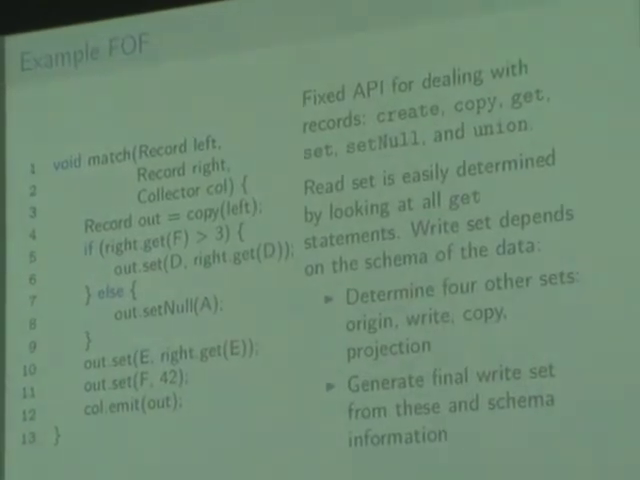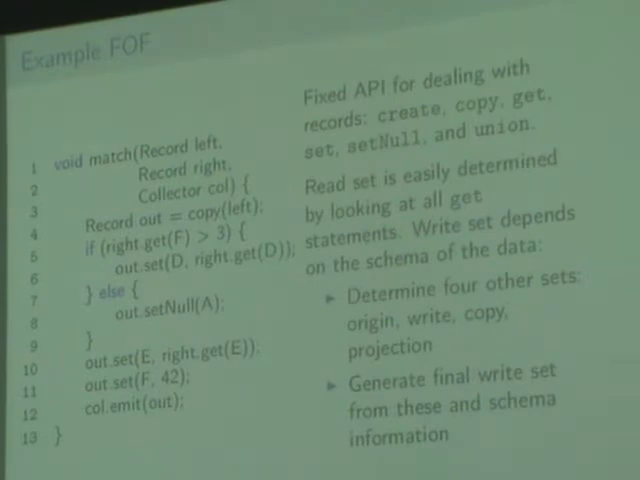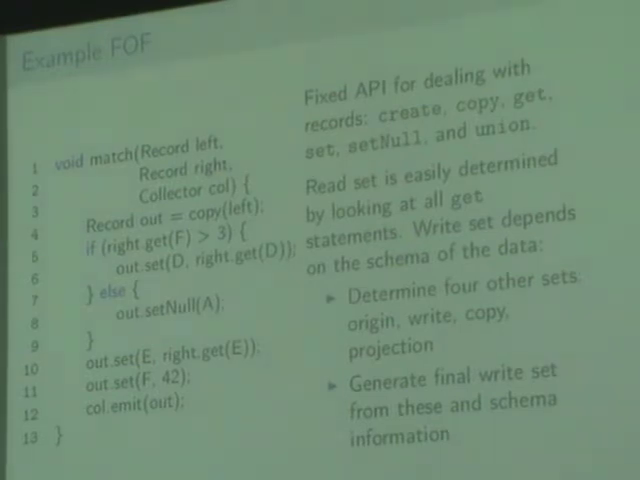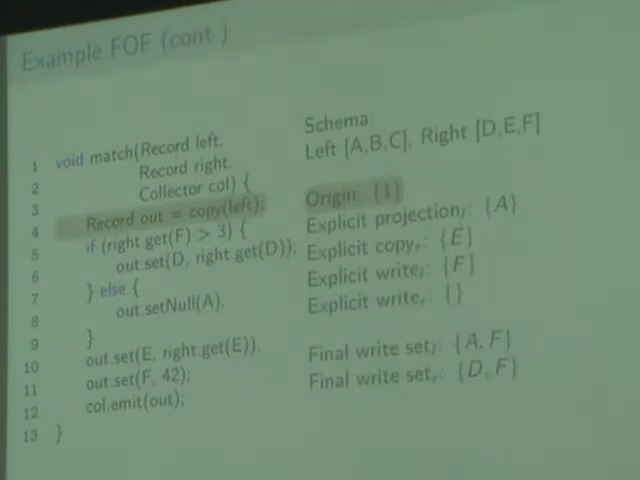And therefore we need to determine four other sets, which I'm going to mention in a second, and then generate a final write set from these. And I'm going to go step by step through this to show you what it looks like. So to derive the final write set, we derive 4 other sets, which is the origin set.